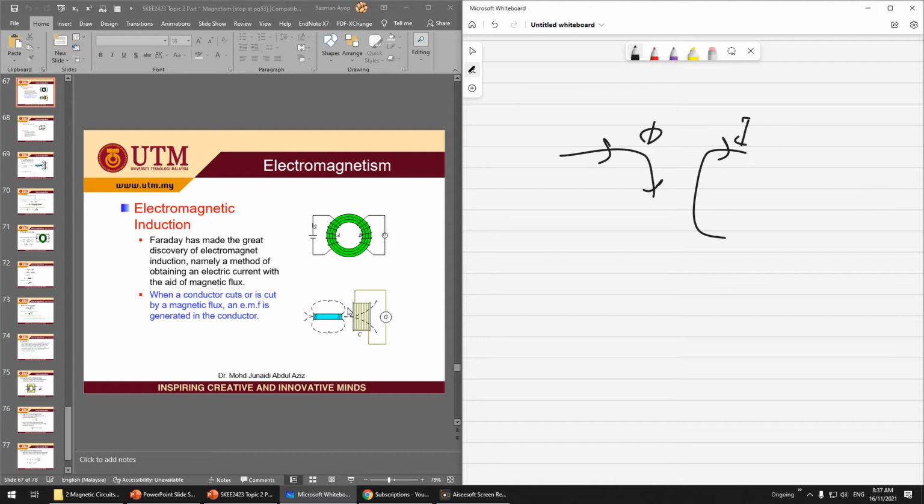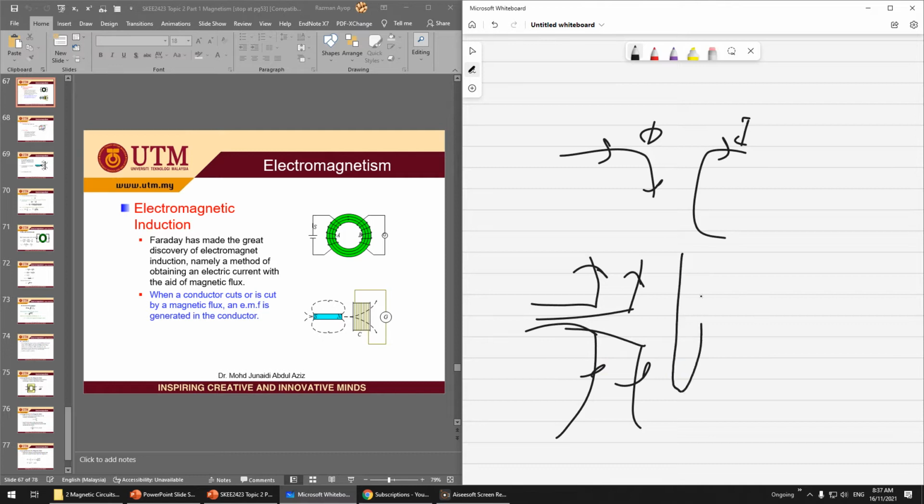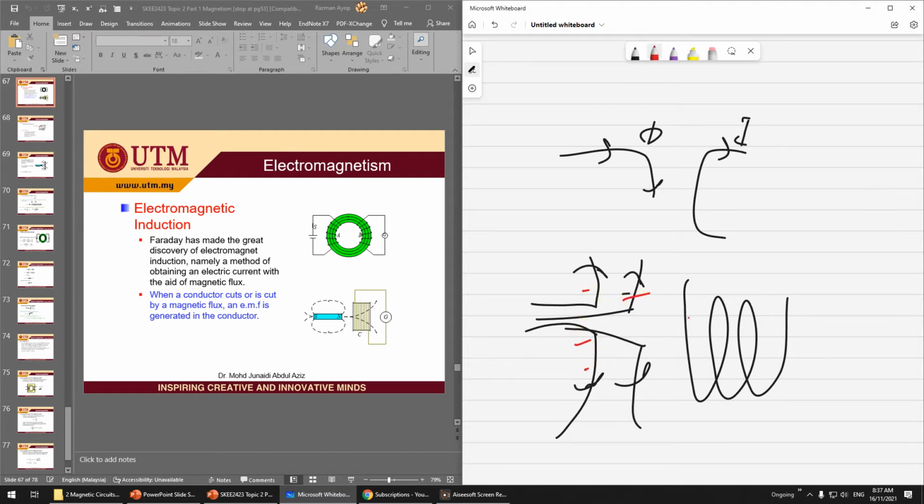You can see here, this is the flux. You have flux and you are moving a coil, something like this. Basically the coil will cut this flux and generate the EMF, electromotive force. Generating EMF means that this will become positive or negative, like a voltage source. As a result, you can produce a current I.